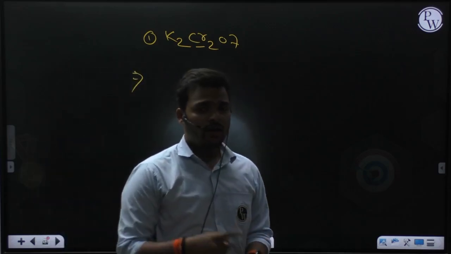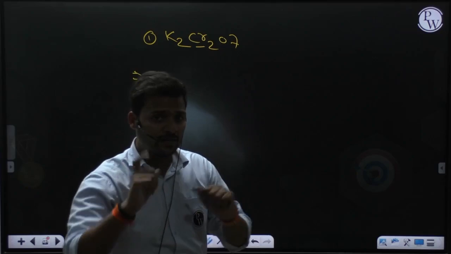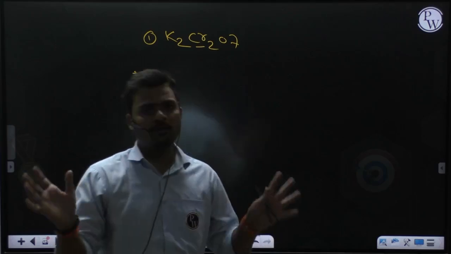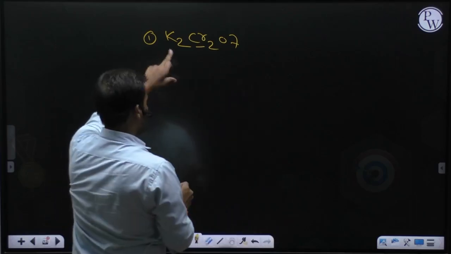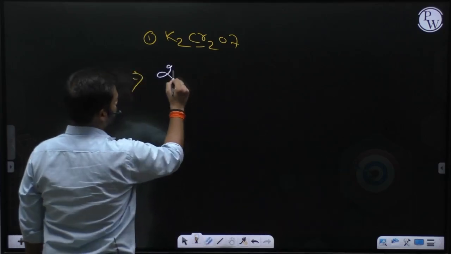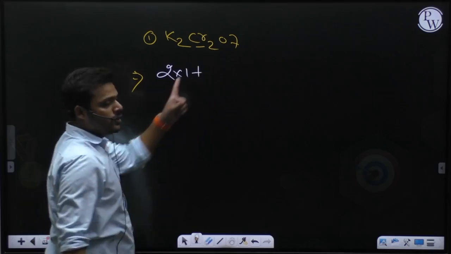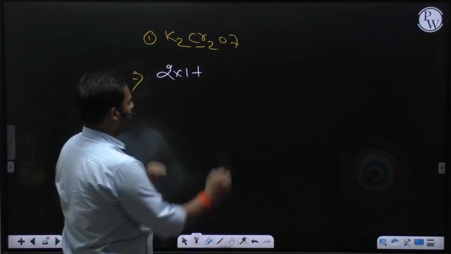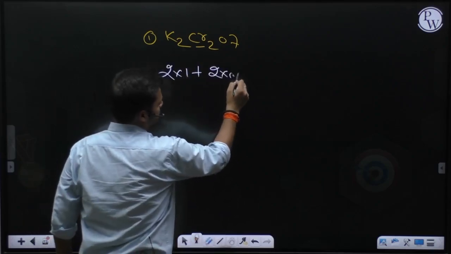I have said that potassium belongs to group 1, so any alkali metal has an oxidation number of +1. How many potassium are there? There are 2 potassium, sir. So 2 into +1. We need to find the oxidation number of chromium, so let it be X. How many chromiums are there? 2 chromiums, so this is 2 into X.